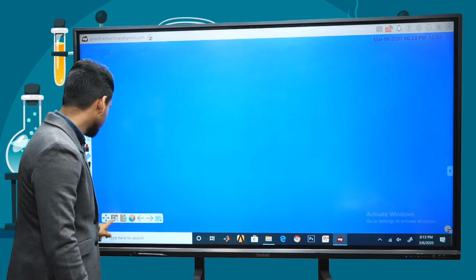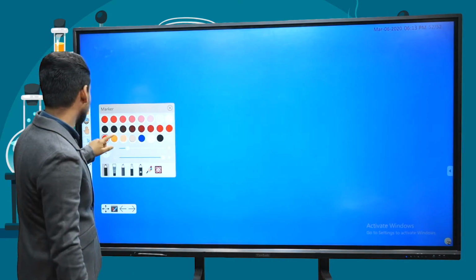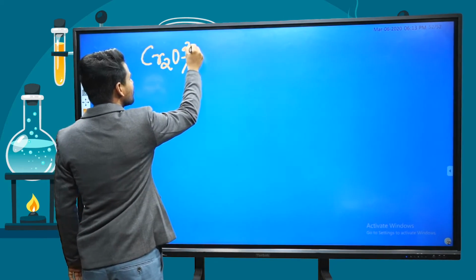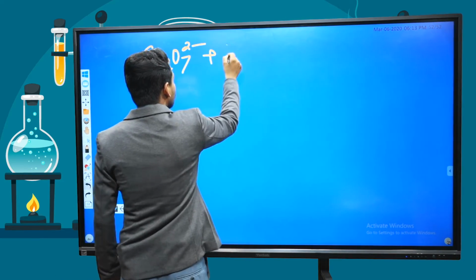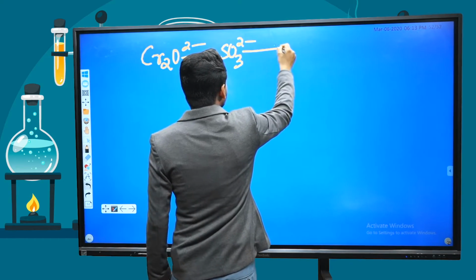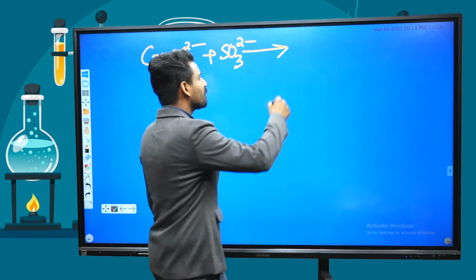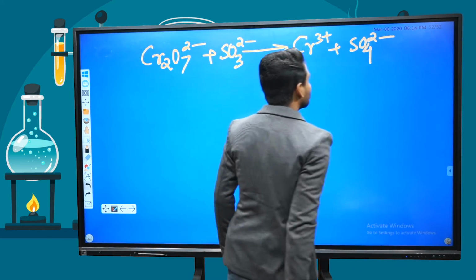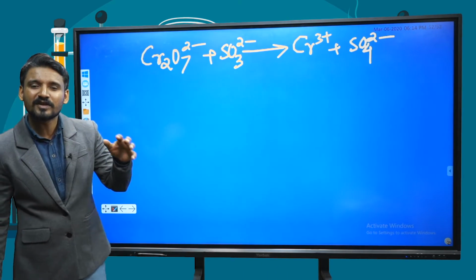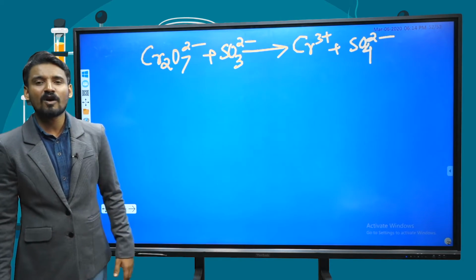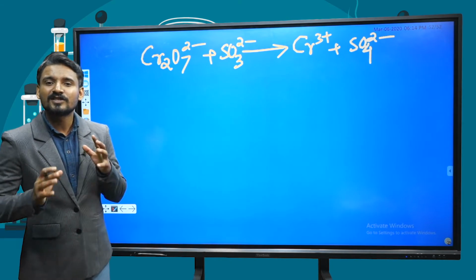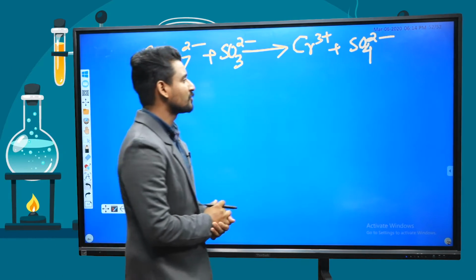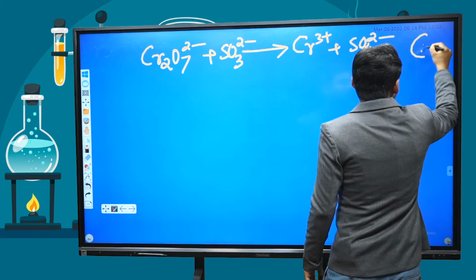Let us take this example: dichromate, that is Cr2O7 2-, reacts with sulfite ion, that is SO3 2-, in acidic medium, giving chromium 3+ ion and sulfate ion. This is the skeleton ionic equation. You should write the skeleton ionic equation first for balancing this redox equation by the oxidation number method. So this is the first step, the skeleton ionic equation, and you should know that this is an acid medium reaction.